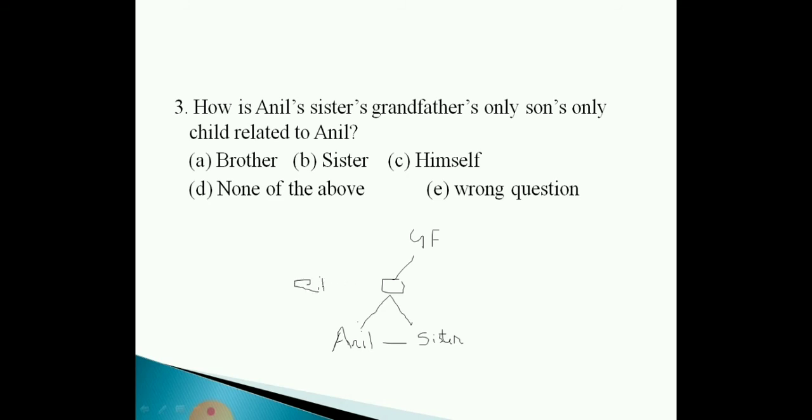Here, that space is either filled with mother or father. Generally, if they say grandfather, it is either the mother's or the father's. But can we take father here? Suppose we take father. It is given that the grandfather has only one son, and that one son has only one child. But here Anil and his sister are two children, so if we take father, it is not possible. The only possibility is mother.